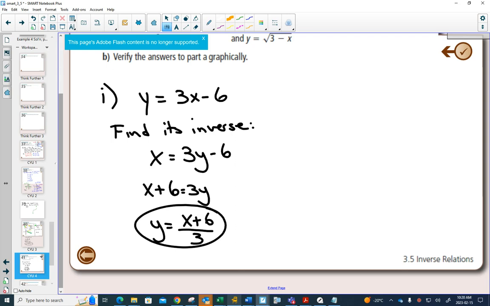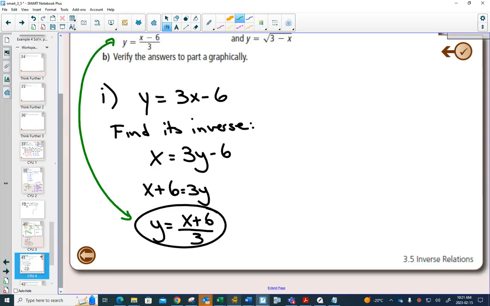Does it match with the one that they provided? Are those equations the same? Is x plus 6 divided by 3 the same as x minus 6 divided by 3? No. Because one is plus 6 and one has minus 6. So we make a note between this one and this one. They are not the same. That means they are not inverses. They would have to be identical to make them inverses.